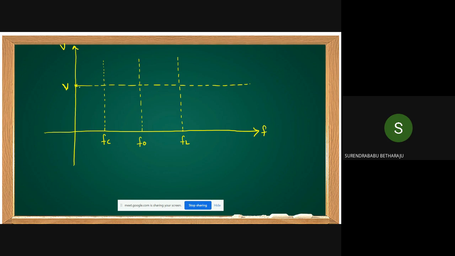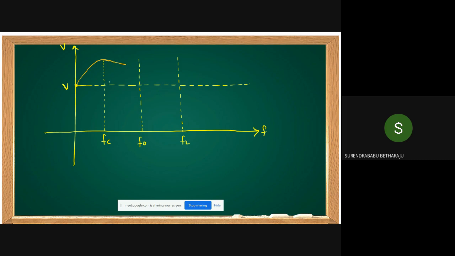Then we can get approximately a curve like this. Yes, friends, we can expect the curve like this. I'm drawing the variation of voltage across the capacitor with respect to frequency. Let this be the maximum. Voltage across the capacitor is maximum.